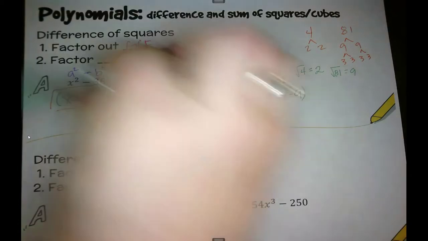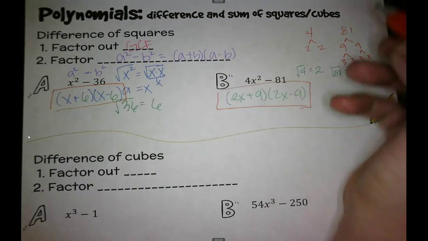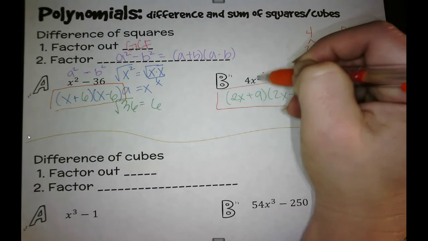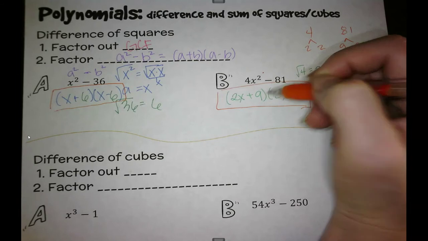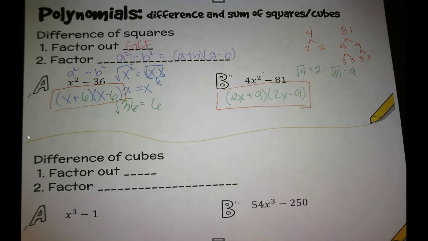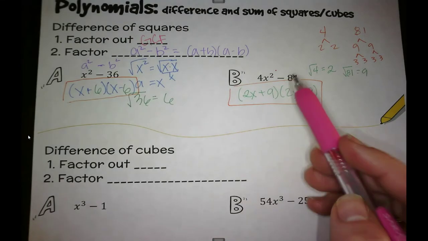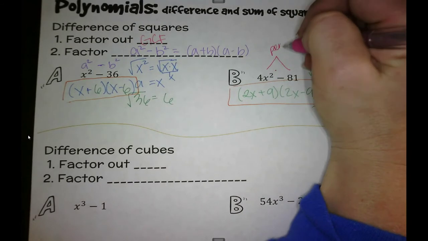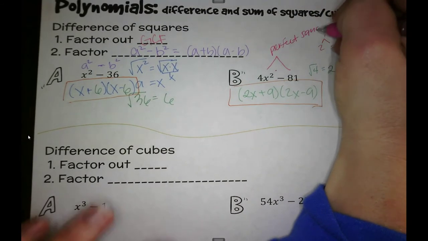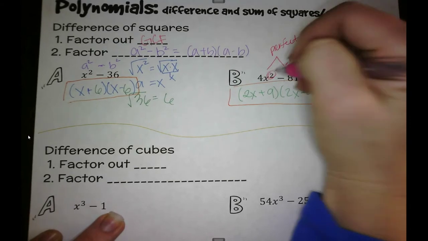Basically what I'm doing is taking the square root of this and putting it here, taking the square root of this and putting it here. If they're whole numbers that are perfect squares, then it works. Remember, for this to work, both of these have to be perfect squares, and this has to be a minus sign, and this has to be a square.